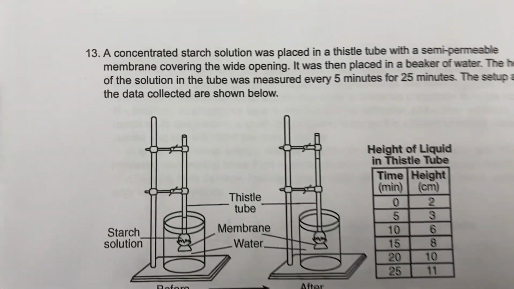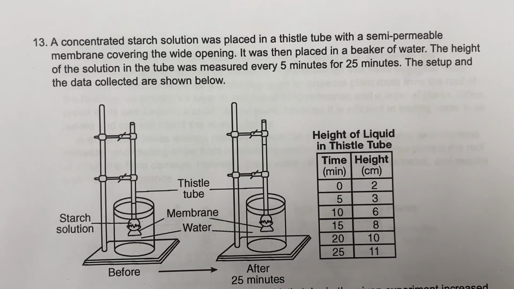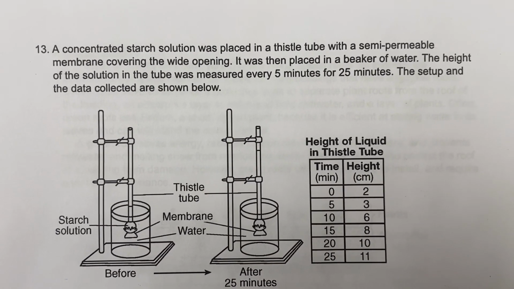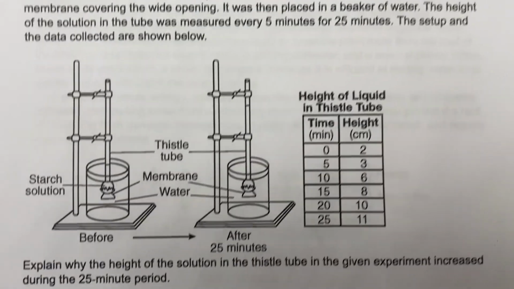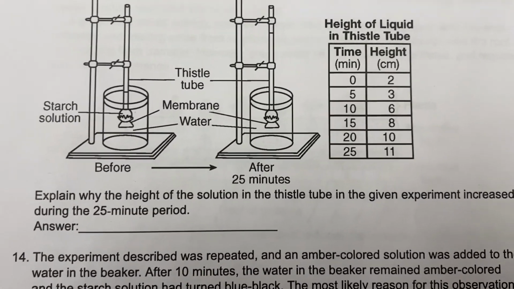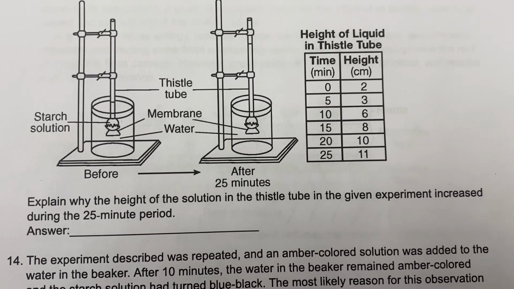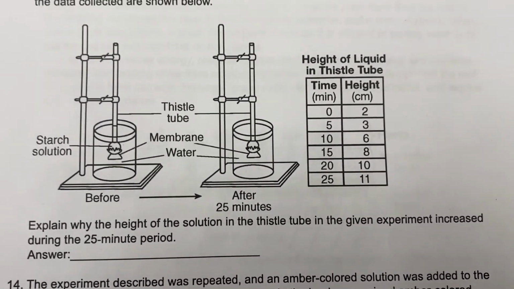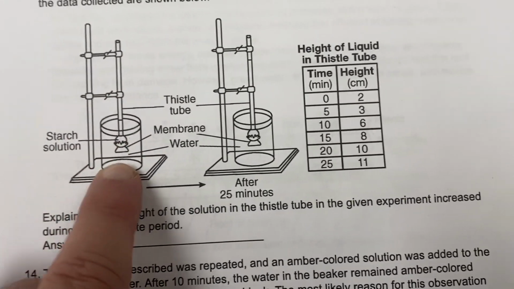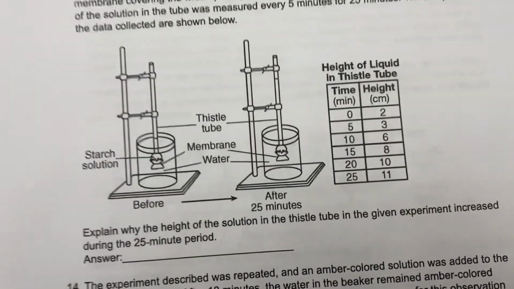The old thistle tube. A concentrated starch solution was placed in a thistle tube with a semi-permeable membrane covering the wide opening. It was then placed in a beaker of water. The height of the solution in the tube was measured every 5 minutes for 25 minutes. The setup and the data collected are shown below. There's the setup. There's the data collection. Right, it obviously increased. Explain why the height of the solution in the thistle tube in this given experiment increased during the 25-minute period. Good, because water moved from the beaker into the thistle tube by osmosis. It was trying to balance out the concentration of starch on both sides.